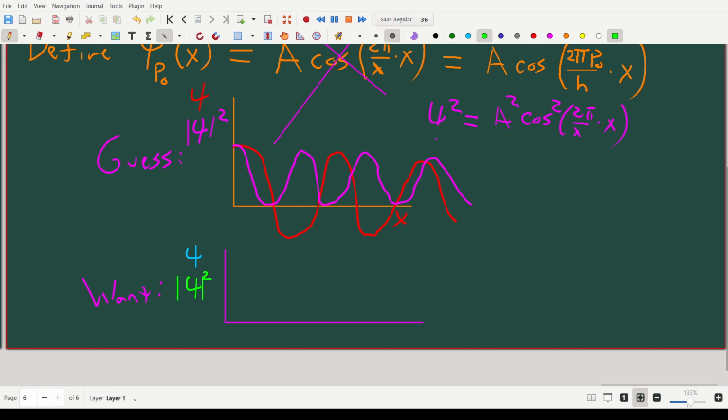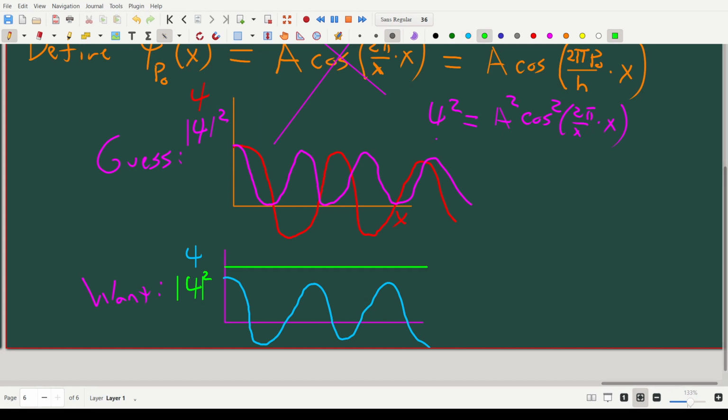So I still want the same behavior in space. I still want it to be a sine wave. But I want my probability to be the same at every point. I have no knowledge of where the electron is. So the probability should be a flat line. There's no preference for it to be anywhere. So I need a function where psi is a sinusoidal, oscillating function, but when I square it, I get a flat line.